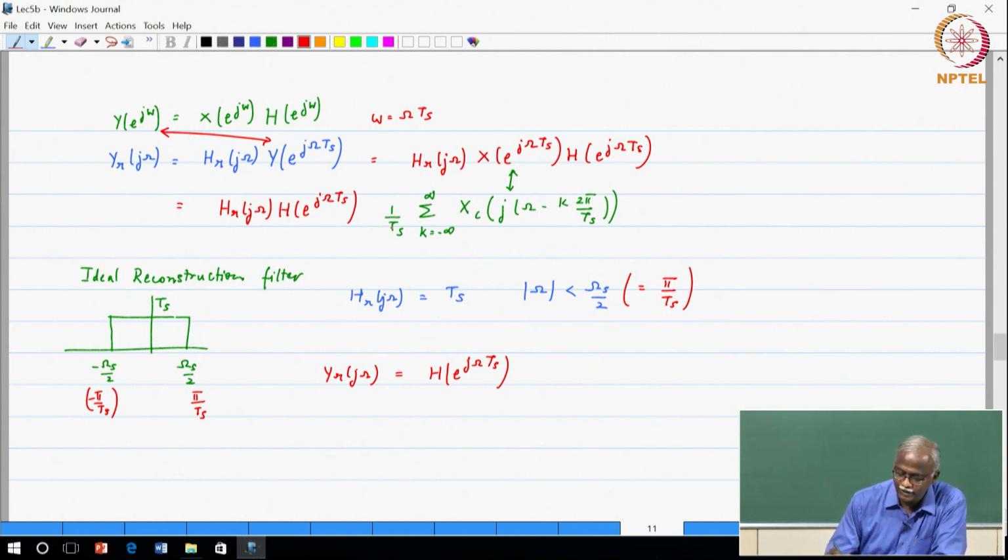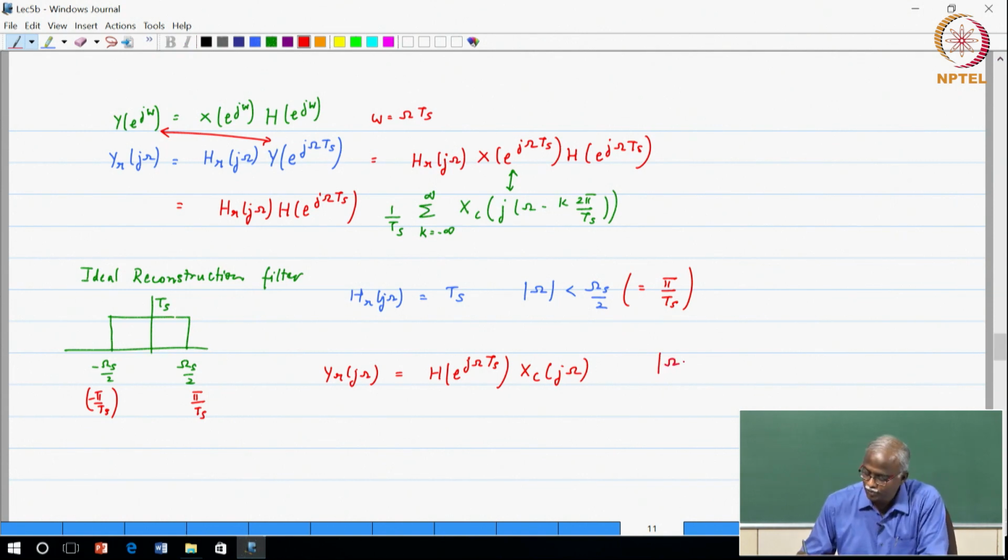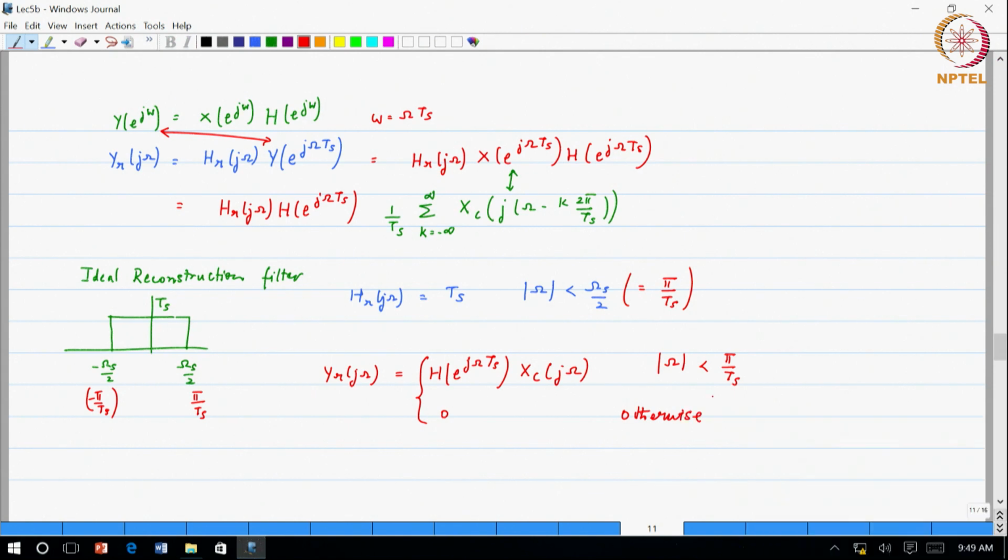Remember that the Ts factor has been cancelled through the reconstruction process, and what we are left with is Xc of j omega, and this is in the range mod omega less than pi over Ts and is actually equal to 0 outside, because of the reconstruction filter property. So, now comes the most crucial step.